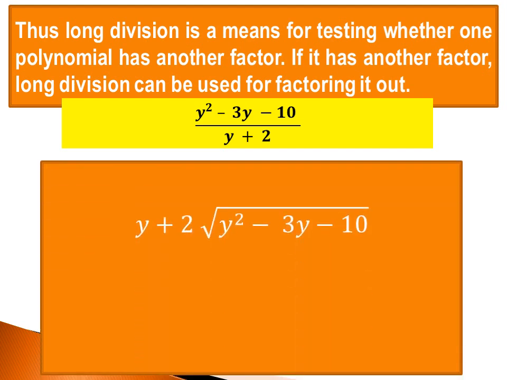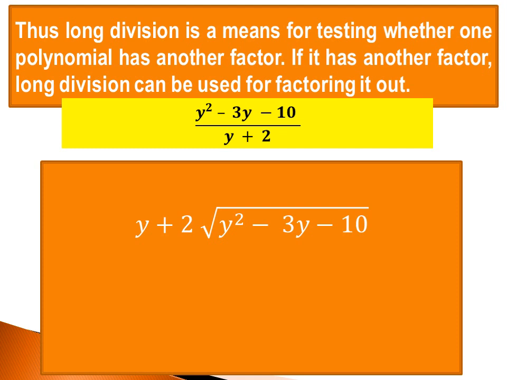So first, make sure the polynomial is written in descending order. If any terms are missing, use 0 to fill in the missing term. This will help the spacing. The problem is now illustrated: y squared minus 3y minus 10 divided by y plus 2.